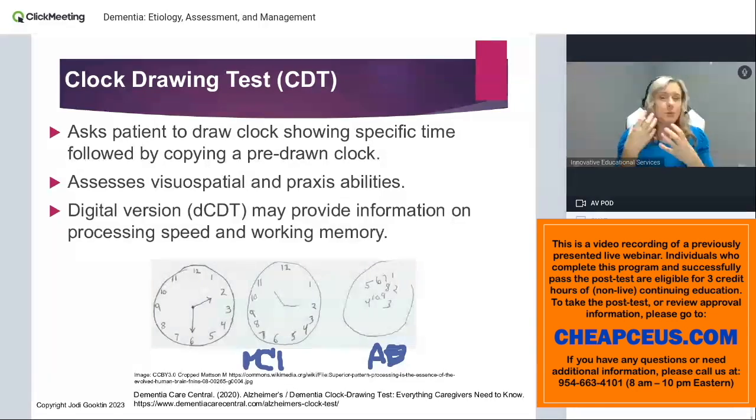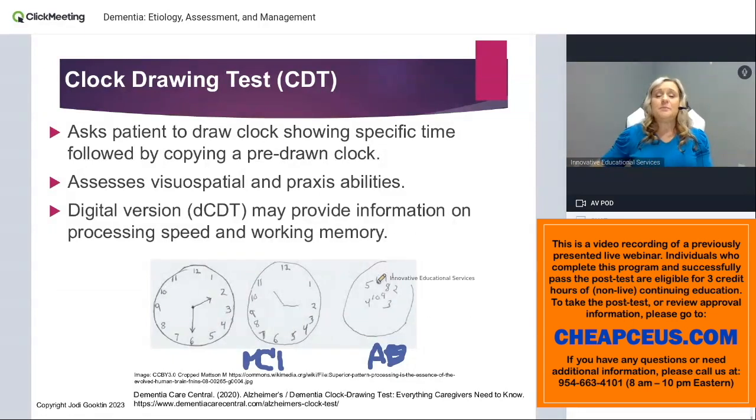But then it's also that working memory, because they have to remember what time they were supposed to do as they're completing the other task. The other way to look at this test is, I don't just consider it as product oriented, it's process that we can also look at. So as the individual is drawing the clock, look at what is going on.